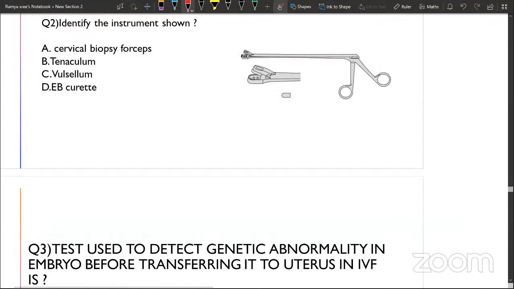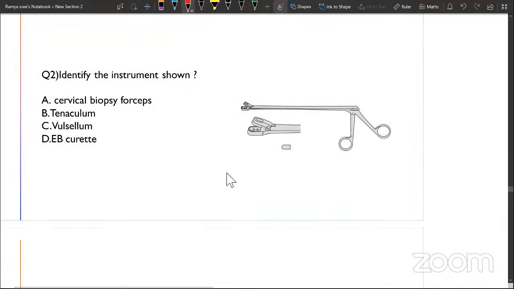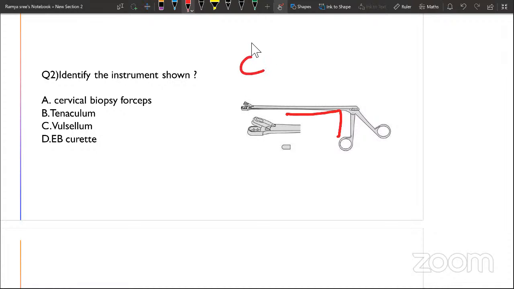Yeah, image. What is the instrument which you're seeing in this image? Yeah, one last question before we end. What is the instrument which you're seeing in this image? So it has an angulation and is jaw-like.